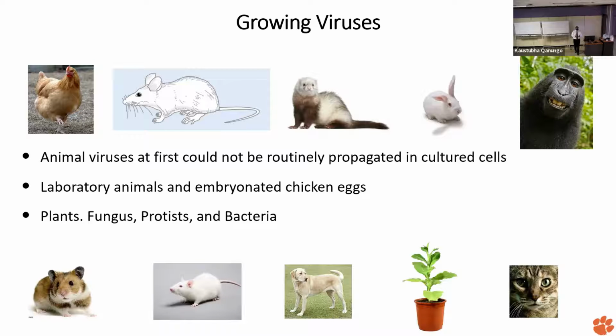But even at that time, there were some limitations. We are going to see that depending upon a continuous cell line and a permissive cell line. Also, along with that, laboratory animals and embryonated chicken eggs were also used for virus propagation, and we still use them for commercial vaccine production, vaccine strain virus production. We're going to see it in a second. Also plants, fungi, protists, and bacteria were cultured in the laboratory to propagate viruses. So these are the different ways you can do that.